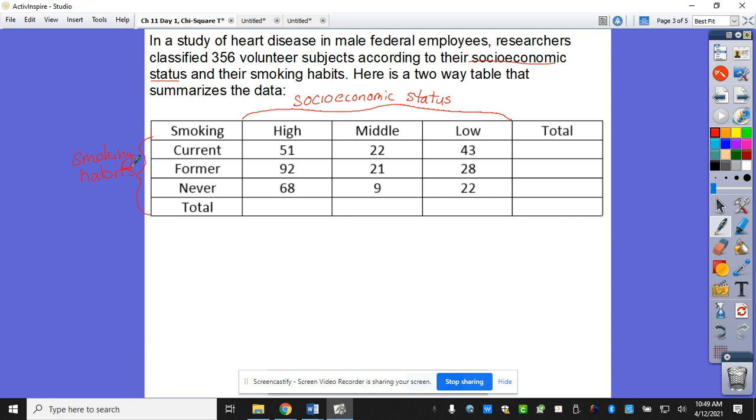All right, what's my high total? So we got 211 here, y'all just fill in with me. Middle total would be, my low total. And then switching over here would be my current total, my former total, never total, 99. And then, how do I find what goes here? So either add this way or add this way. I always do both to make sure I didn't mess up somewhere. But you should end up getting 356.